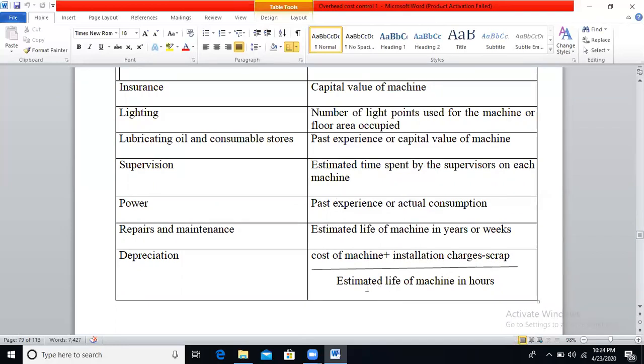If they have not given estimated life of machine in hours, if they have given directly estimated life in years, you have to convert estimated life of the machine in years into estimated life of machine in hours. How to convert this: take how many years estimated life they have given, multiply with number of working hours of machine.